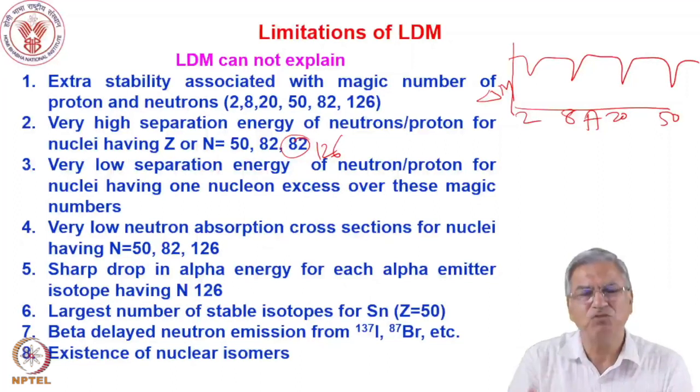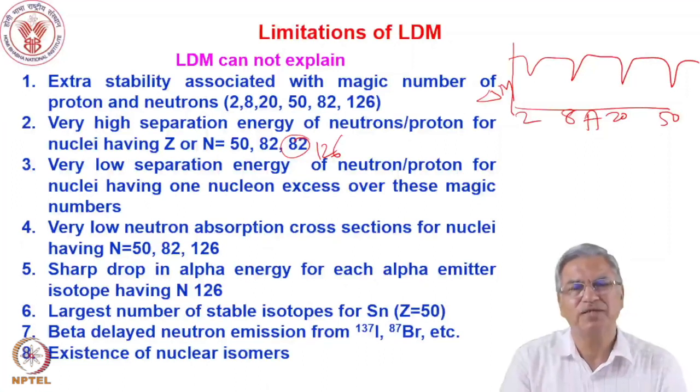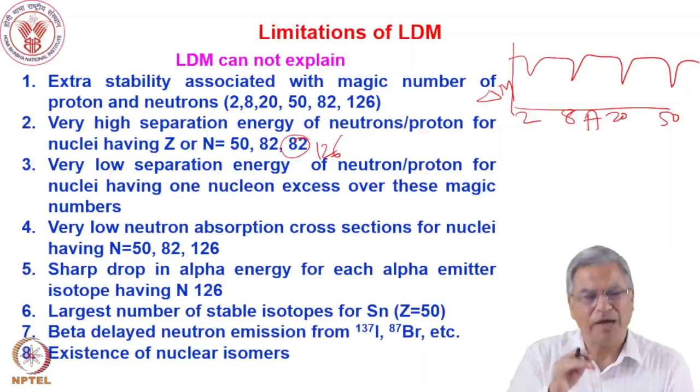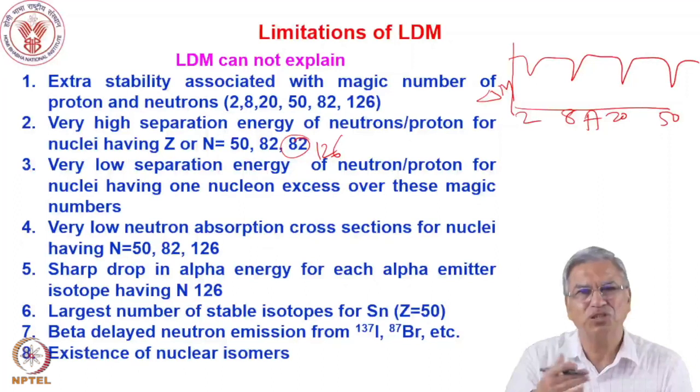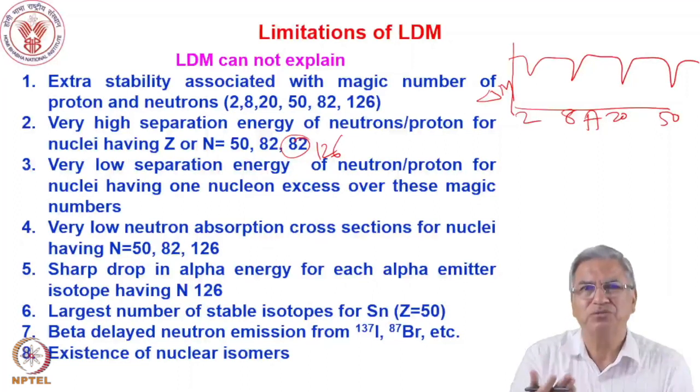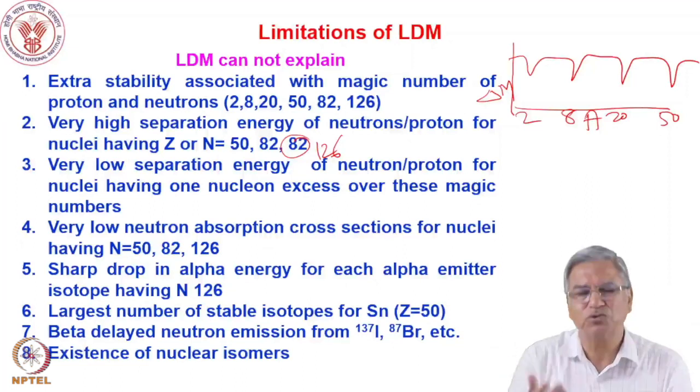Then in the case of alpha decay, which we will discuss in subsequent lectures, if the isotope has 126 neutrons, which is again a magic number, then the alpha energy for such a nucleus is very low. Also, if after the alpha decay the daughter product has 126 neutrons, then the alpha energy is very high. Again, this is associated with the masses. Also, magic numbers of neutrons and protons have a very large number of isotopes. Particularly with 50 protons, tin has a large number of stable isotopes. Again, extra stability.